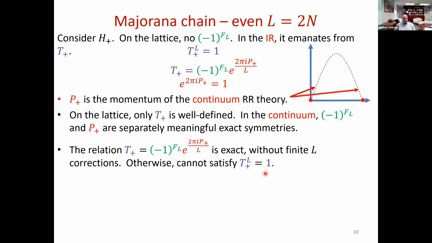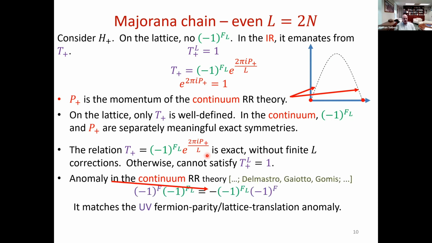So again, something very surprising. The low energy observer thinks that there are 2 exact symmetries, not just 1. And furthermore, the relation between the UV and the IR operators is exact. It's getting even better. There's an anomaly in the continuum IR theory. This is a nice calculation for anybody who took string theory 101.